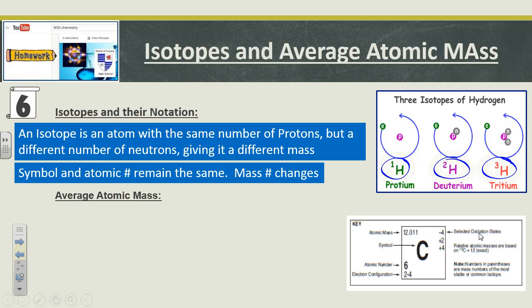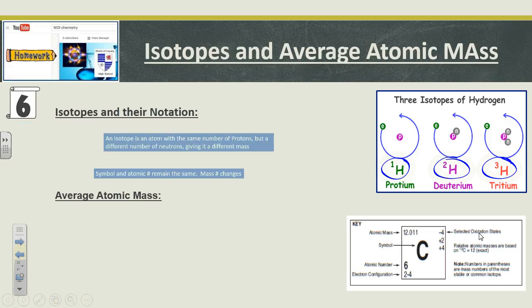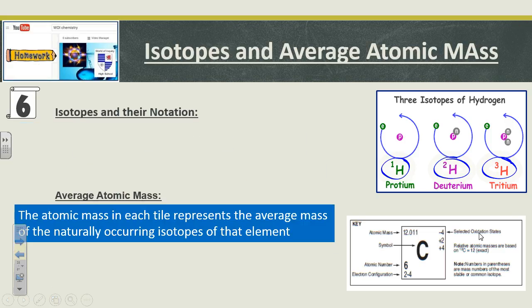Okay, I have a symbol and an atomic number. The symbol's the same because the atomic number is the same, but the mass number changes for all isotopes. That is by definition what an isotope is. So this average atomic mass piece, the reason why this 12.011 is not 12.0 is because I had to get an average of all the different kinds of carbon that exist. The atomic mass of each tile represents the average mass of the naturally occurring isotopes of that element. And in this example, that would be carbon.